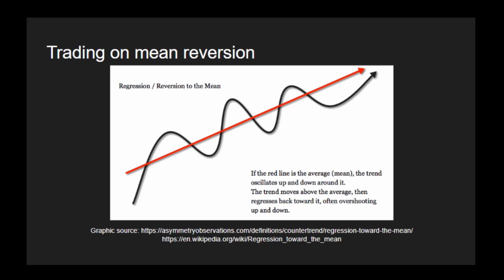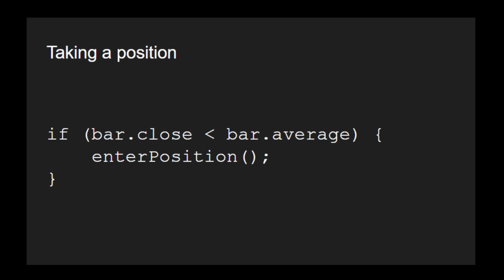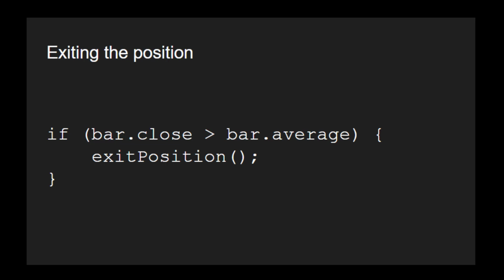Are you ready to look at some code? This is the simplest rule I could think of that's based on the mean reversion concept. This snippet of JavaScript code shows a rule for entering a position. It says that when the closing price of the current day is less than the average price, we'll enter the position. In our simulation, that means we'll buy STW. We also need an exit rule. It says that when the day's closing price goes above the average, we should exit our position. In our simulation, this means we'll sell STW.